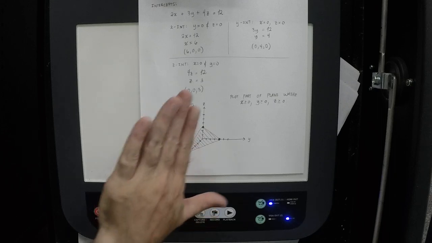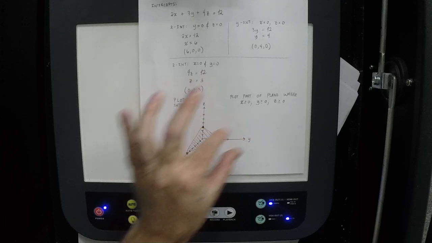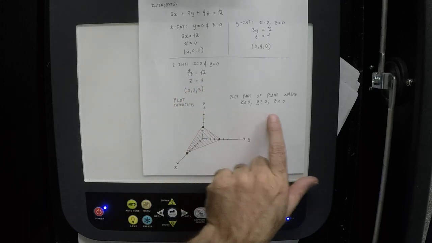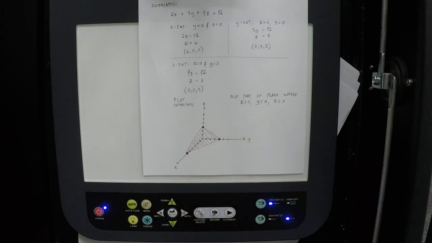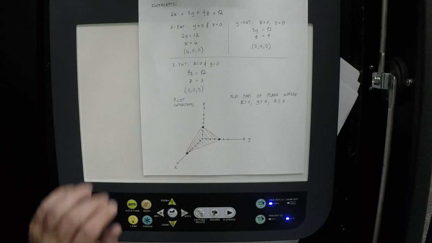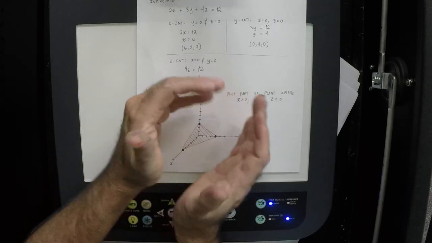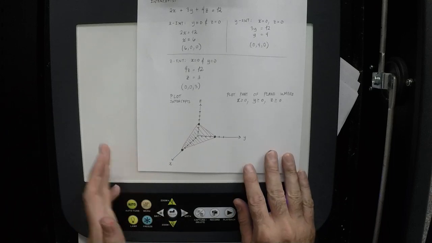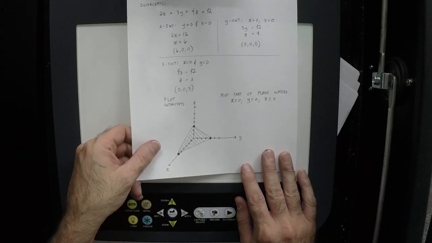So this is like a little... This is not the whole plane. This is just the sliver of the plane that happens to be in that place. The plane actually extends infinitely far. Okay. Now let's play the zeros game.